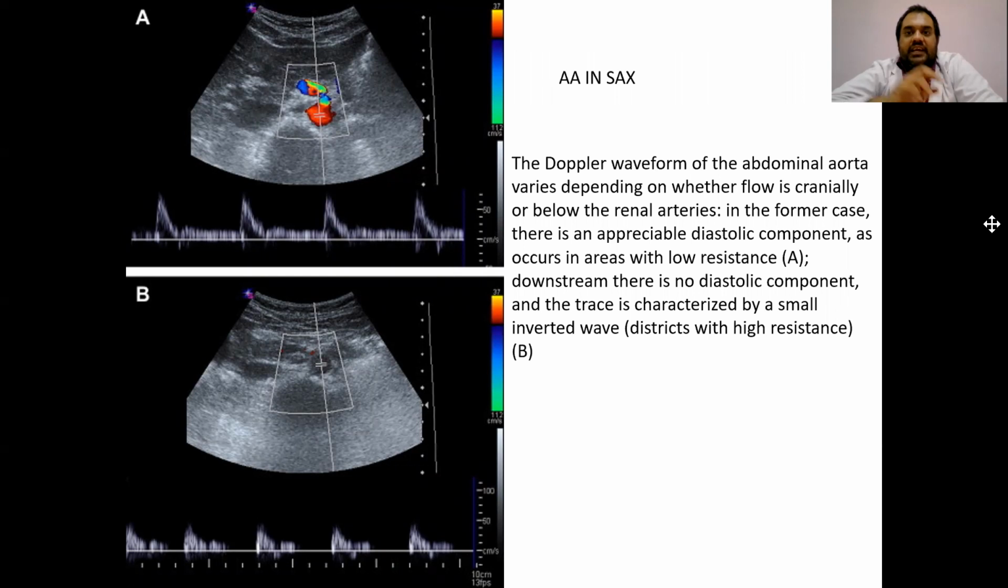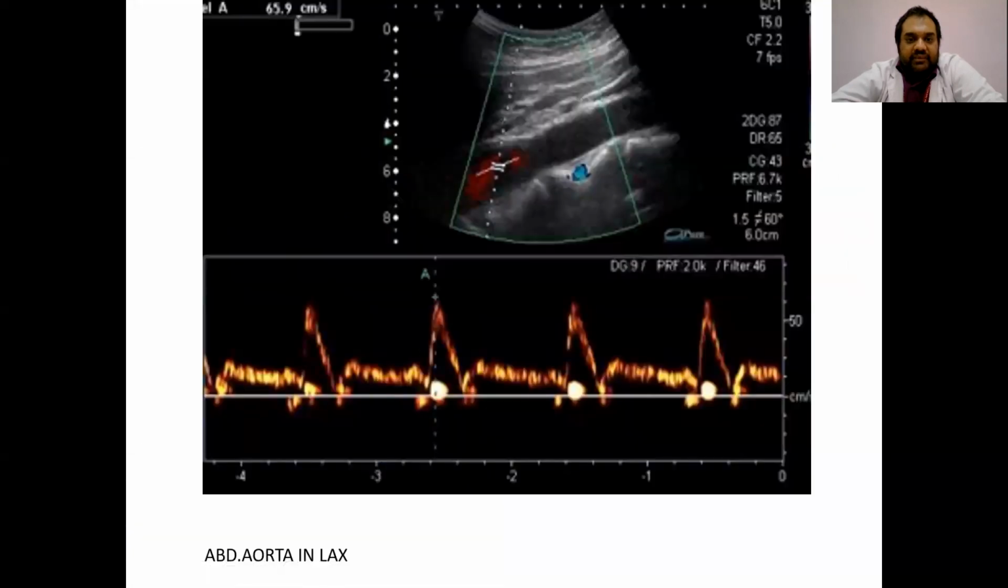This is the abdominal aorta Doppler. The Doppler waveform of the abdominal aorta varies depending on whether the flow is cranial or caudal to the renal arteries. In the former case, there is an appreciable diastolic component, as occurs in areas of low resistance. Downstream, there is no diastolic component, and the trace is characterized by small inverted waves, as in high resistance areas. This is another waveform of the abdominal aorta.